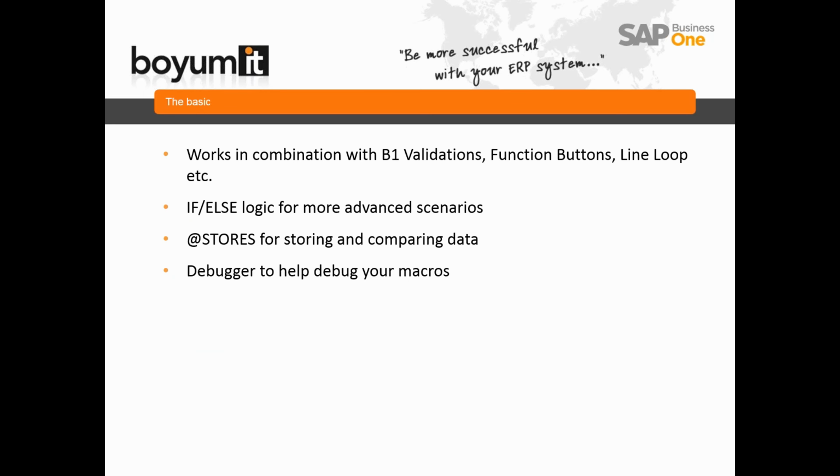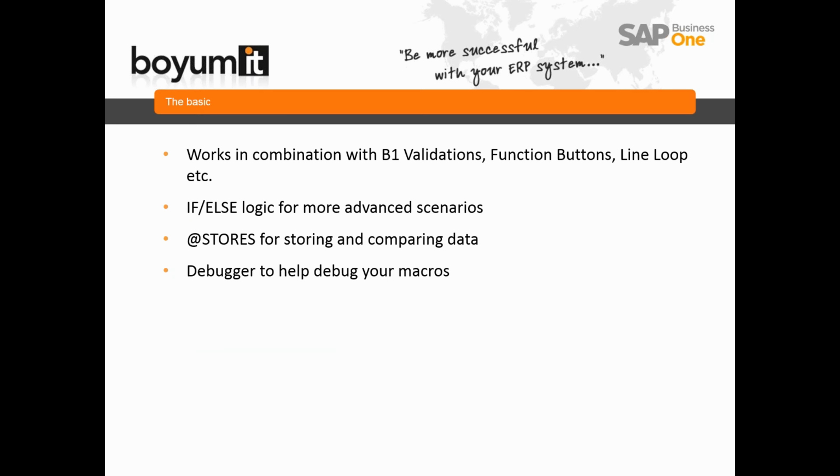The macro system works in combination with a B1 validation, a function button, or line loop, or something else. It cannot be run by itself, so you need something to trigger it. In the session today I'm going to use a function button and a B1 validation, but otherwise you can also run it from a line loop, but that's outside the scope of this session.